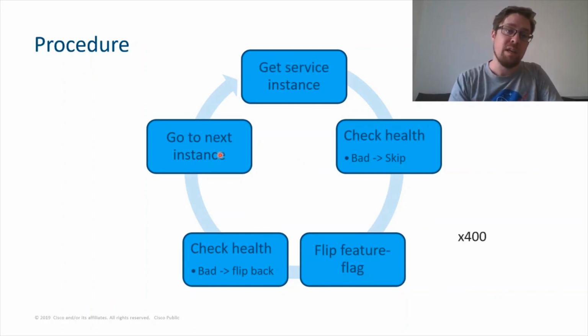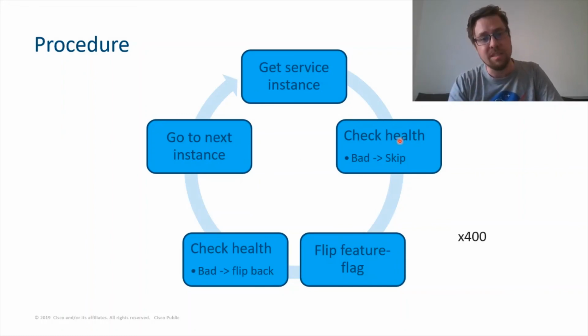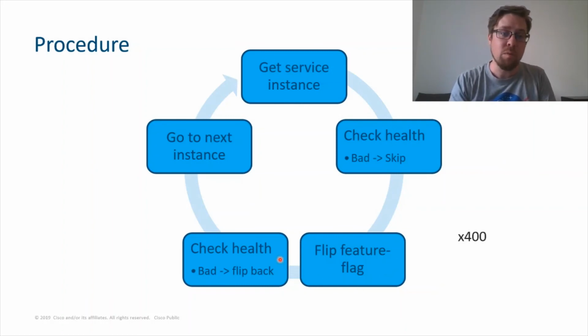So that means we jump over here and go to the next instance, get the next one from the list. This time around, we check the health, run the self-test, and it's healthy. We're then going to proceed to flip the feature flag. And after the feature flag has been flipped, we can now rerun the self-test and see if the service is still healthy. If it's unhealthy, so we get a success false back, that obviously means that our change is a bad one, right? So we need to flip back the feature flag and leave it be.